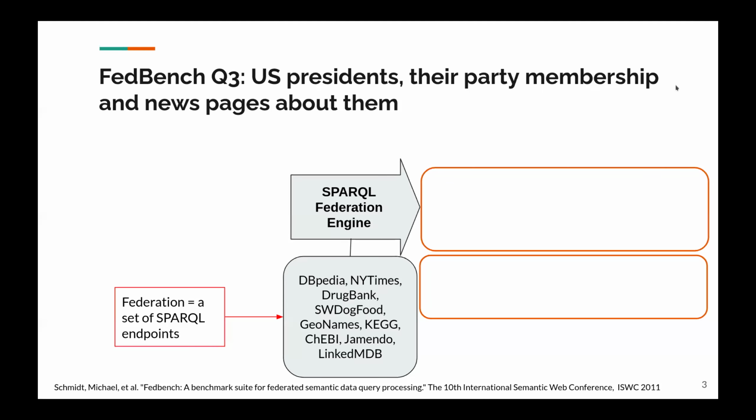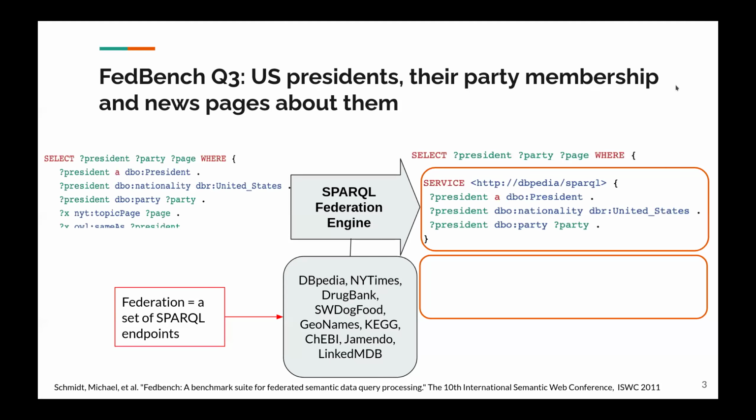So in the FedBench benchmark, there are 11 federation members. They provide access to, for instance, DBpedia and New York Times dataset, some publication dataset, geonames, and so on. And then one of the queries in this benchmark basically asks for a list of US presidents, their party membership, and news pages about them.